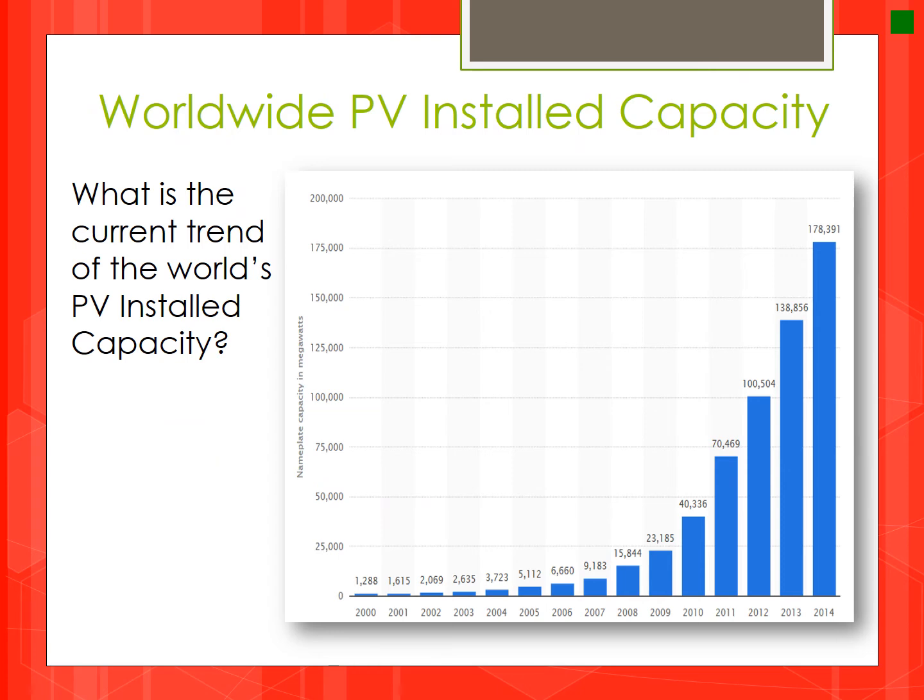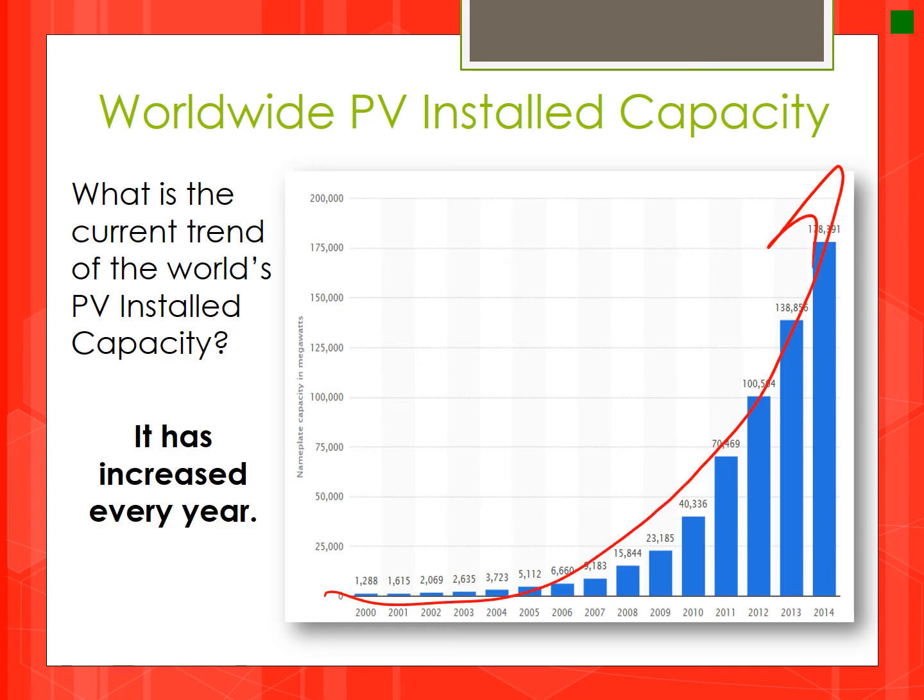All right, so if you look at where solar panels are used, what is the general trend of the world's PV installed capacity? Well, it's skyrocketing. It has increased every year, and it's almost exponential growth. If you look at the year 2000, we only had about 1,300, and now we are at 179,000 in 2014, and we're even further these days.